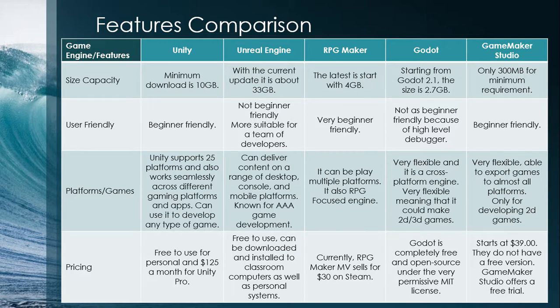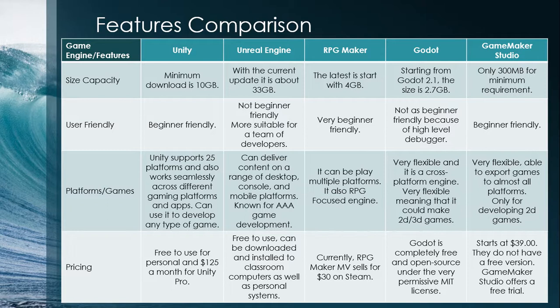to download and install the Unity software is 10 gigabytes. So it's quite heavy, but you can choose your download components to make it lighter. For Unreal Engine, with the current update, it is about 30 gig. As I told you before, Unreal Engine 4 is very heavy, and because of its heaviness, it has so many things that you can do in the Unreal Engine.